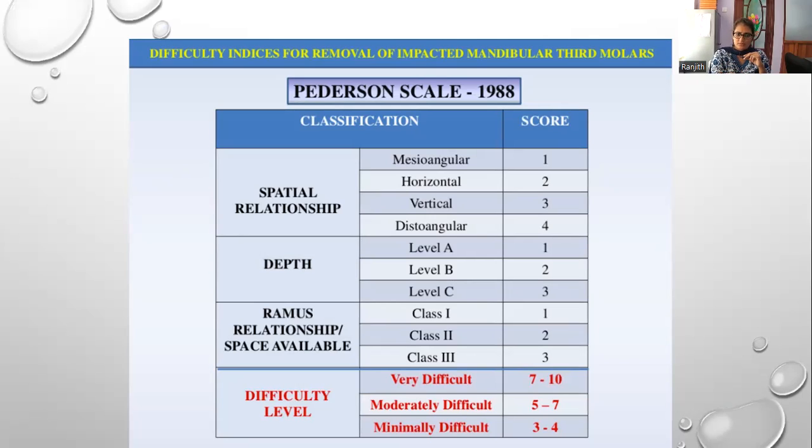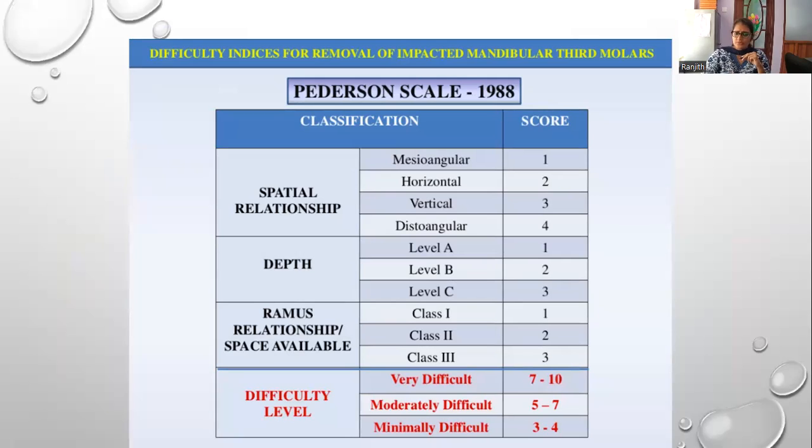So a score of 1 is given, and you have level C, where it is below the cervical margin of the second molar, as a result of which a score of 3 is given. Now, based on the relationship or space availability, you have class 1, 2, and 3. Class 1 is where you have enough space for eruption of the tooth, and that is given a score of 1. And class 3 is where the entire tooth is embedded into the ramus, as a result of which you have a score of 3, which is greater.